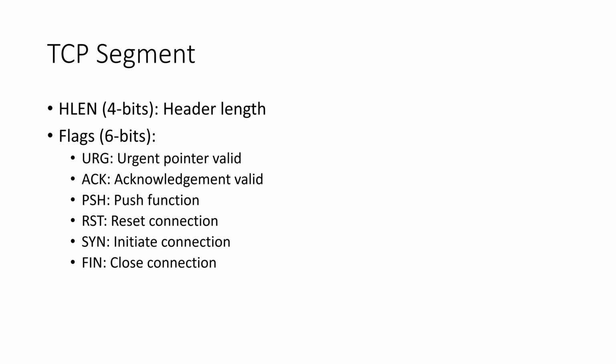First, we have urgent. It indicates the urgent pointer field is significant and is typically used for emergency data. ACK is set if the acknowledgement number field is valid and should be considered. Push asks the receiver to deliver the data immediately to the application rather than waiting for a buffer to fill. Reset abruptly terminates the connection, usually due to an error. Synchronize initiates a connection and synchronizes sequence numbers. And finish ends a TCP connection. These flags help TCP manage a reliable and stateful connection from start to finish.